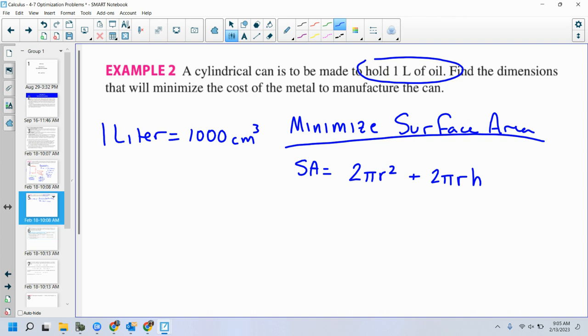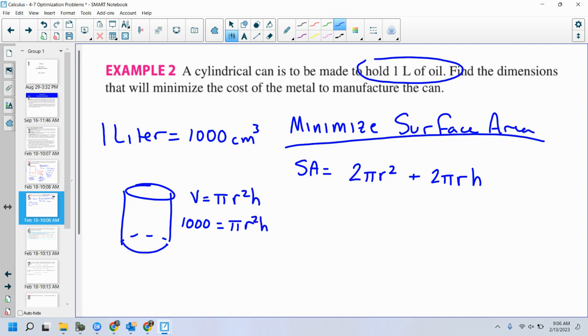But that's talking about volume, right? A liter is talking about the volume of the cylinder. Okay, so if I'm thinking about the volume of a cylinder, the volume is pi r squared h, right? Area of the base times the height, pi r squared h. Well, what do I know the volume needs to be? 1,000 cubic centimeters. I know this volume needs to be 1,000 cubic centimeters.